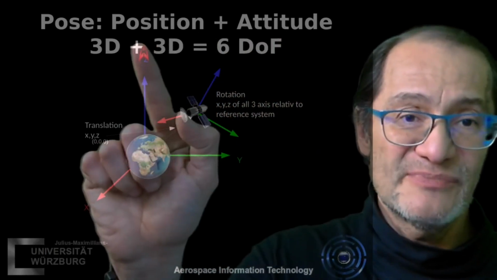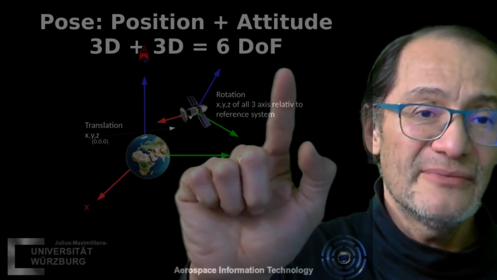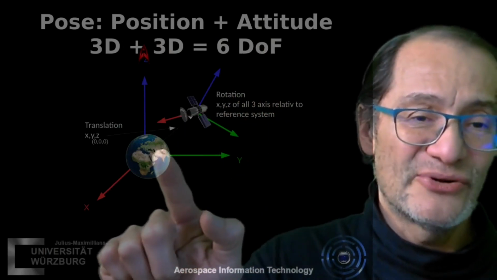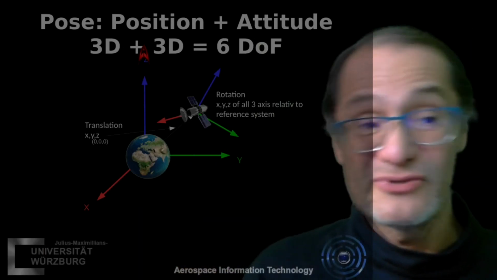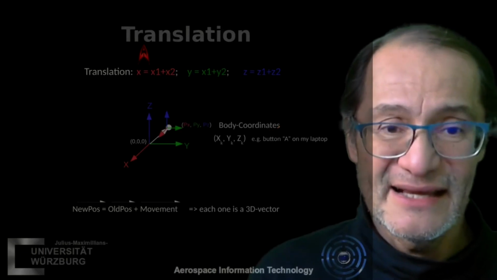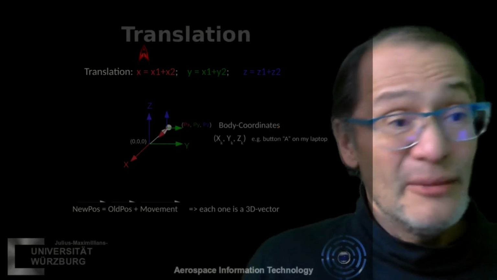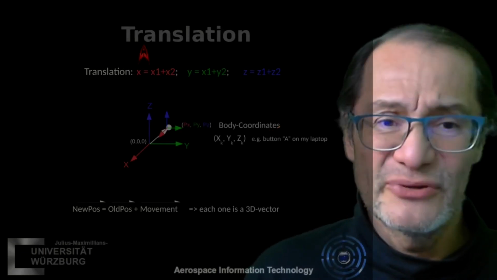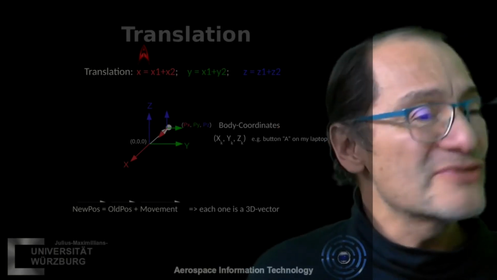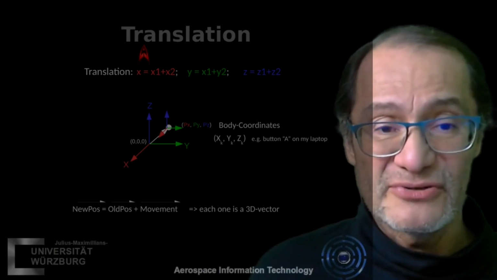3 dimensions position, 3 dimensions attitude, 6 degrees of freedom. And this is going to be used to point vectors, to point antennas, and anything else. Okay, but now let's say a few words about translation. Translation is really not difficult. It's just adding and subtracting vectors.